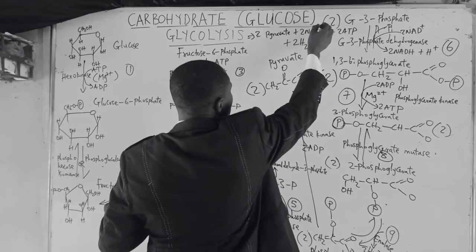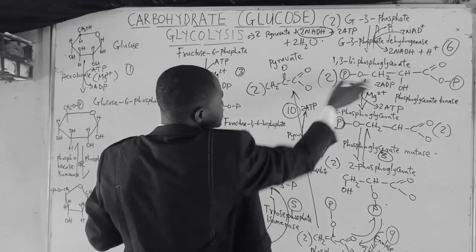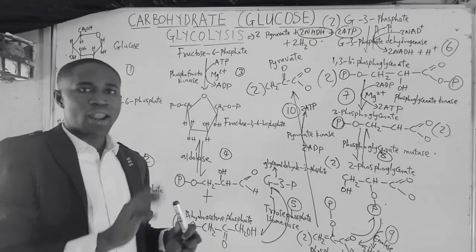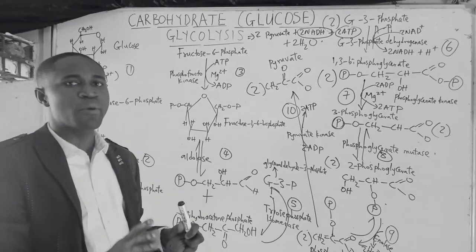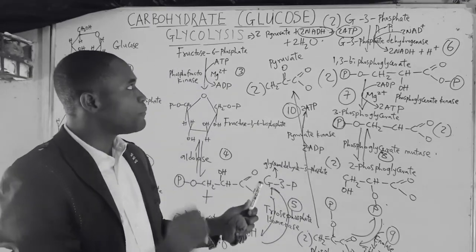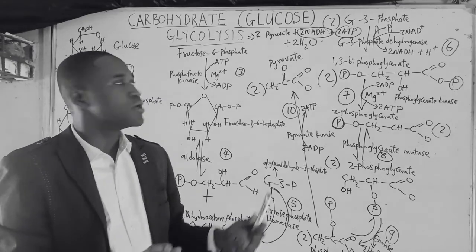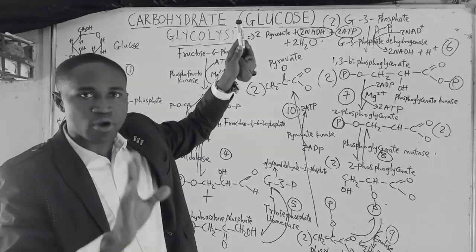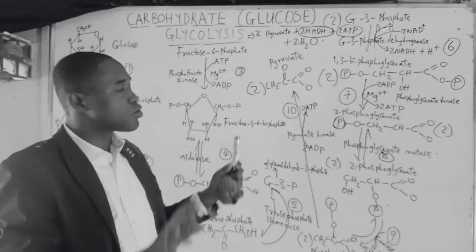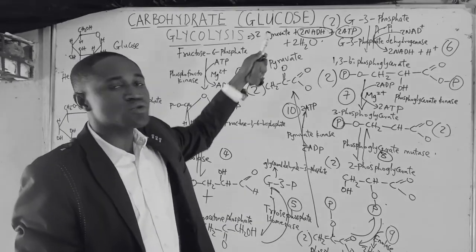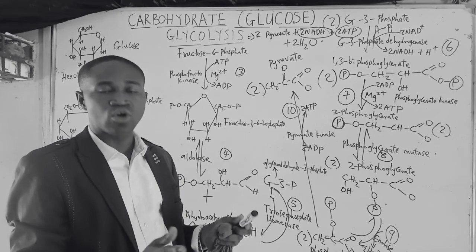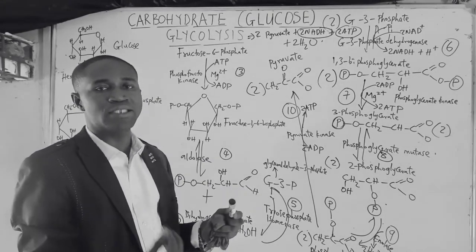Now this NADH we have here, we have to take note that we have two NADH here and two ATP here. These two NADH are among the molecules that will go into the electron transport chain to be converted to ATP. So have it in your mind that in glycolysis we have two pyruvate, two NADH and two ATP. The NADH will go to the electron transport chain to be converted to ATP, while these two pyruvates will go to the TCA cycle or citric acid cycle or tricarboxylic cycle or Krebs cycle to be converted more and more, so that more ATP will be produced.